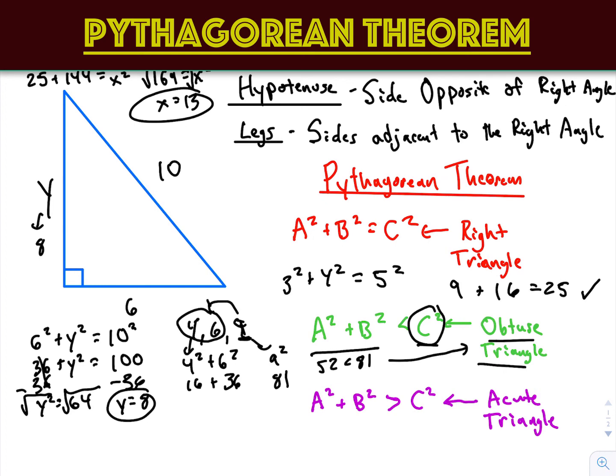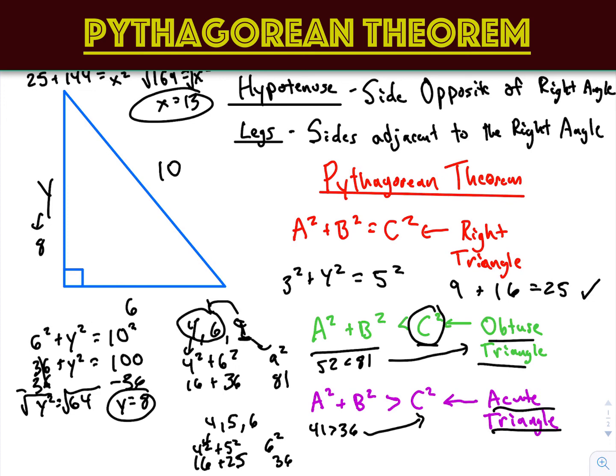Similarly, if I have 4, 5, and 6, for example, as the side lengths of a triangle, I compare 4 squared plus 5 squared to 6 squared. I know that 4 squared is 16, 5 squared is 25, compared to 36. 16 plus 25 is 41, therefore 41 is larger than 36. This means that I have an acute triangle. So when the sum of the squares of the two smallest side lengths is larger than the largest side length squared, I have an acute triangle. So those are different ways that the Pythagorean theorem can be applied.